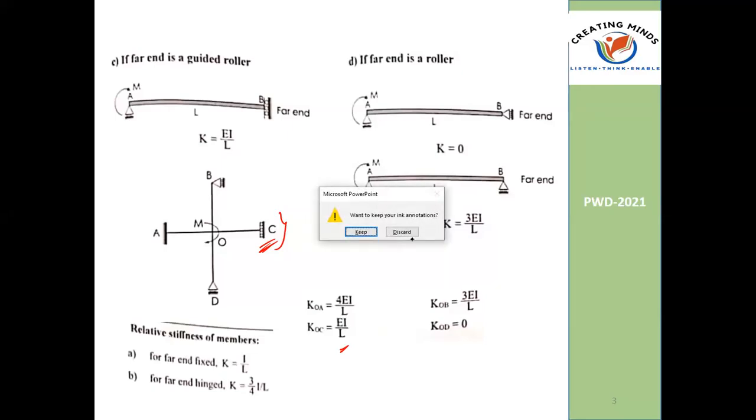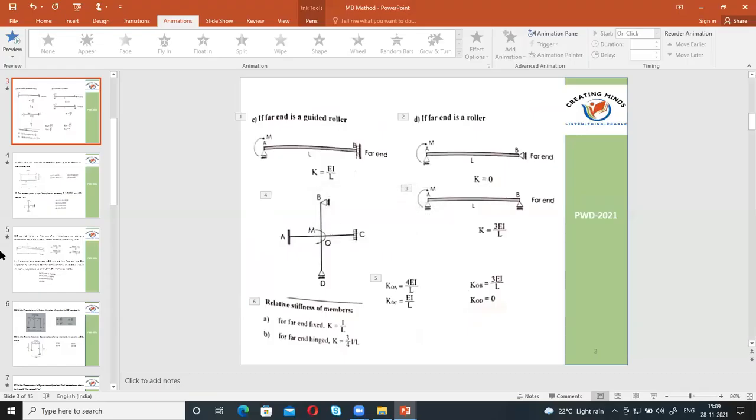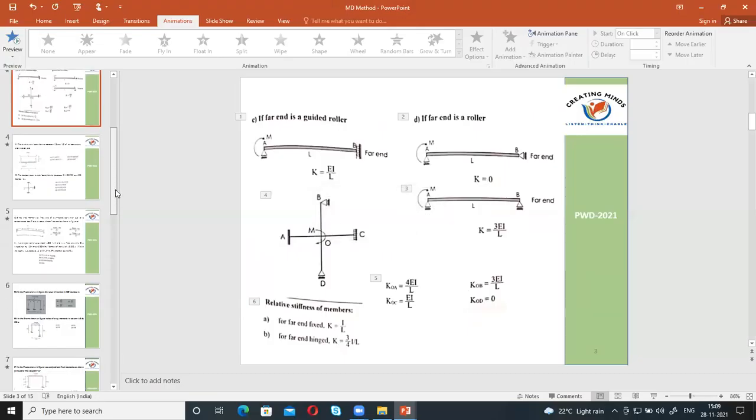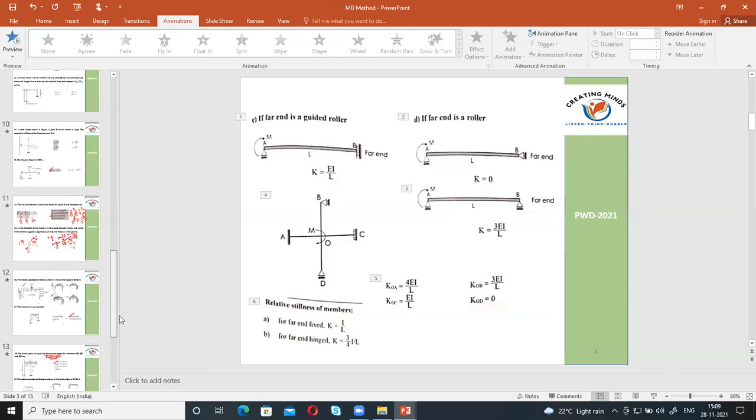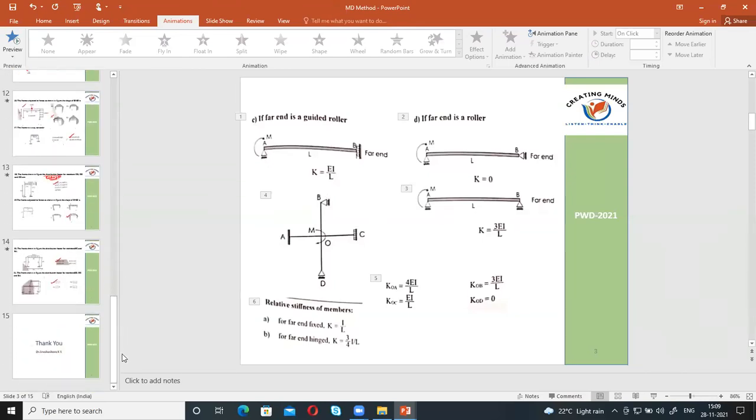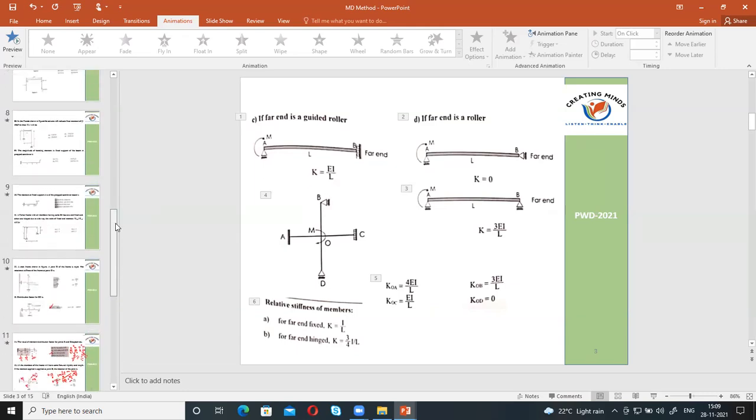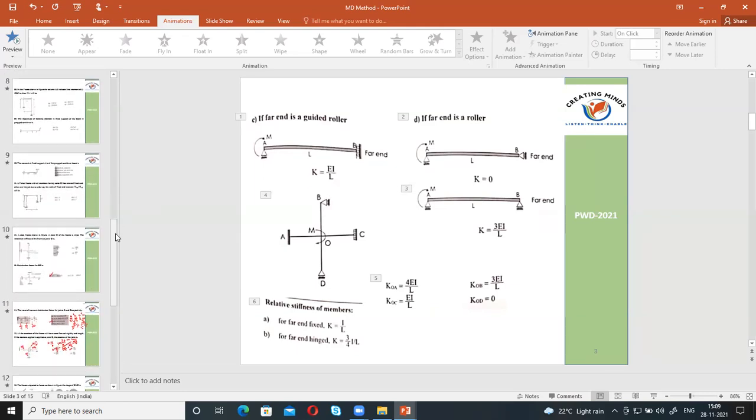Whether it is 8EI by L or 11EI by L, it doesn't matter, but please try to keep the concept. Okay, sir. Thank you, sir. Actually, you did a very good job. We have to keep it as a roller, not a hinge. If the roller is on the axis of symmetry, then it is 0. Generally, they will ask roller.